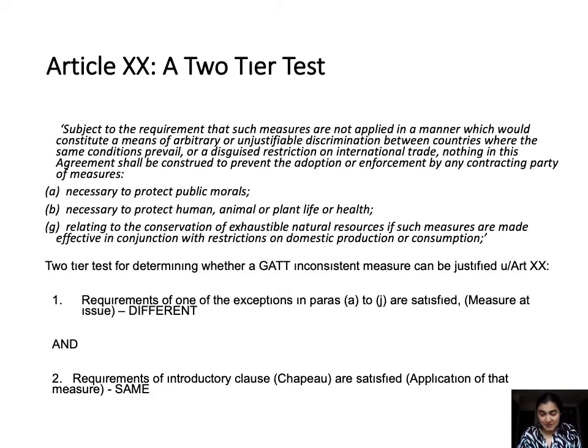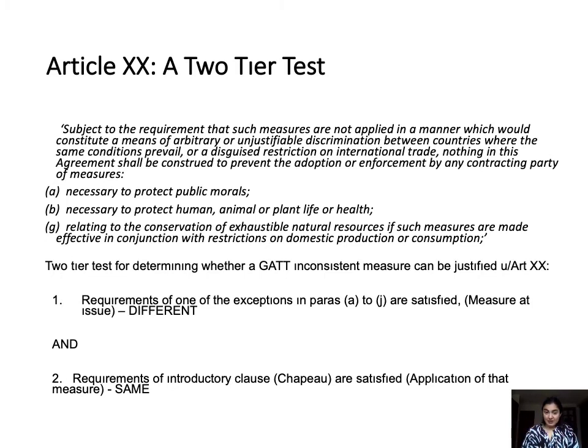We will look at the requirements of the chapeau after we have seen the requirements of Article 20A, B, and G. Okay? Why are we only looking at Article 20, A, B, and G and not the other subclauses? Because they have not been relevant, they have not formed part of any WTO jurisprudence. These three subparagraphs have been most important and have formed part of some of the leading cases and WTO jurisprudence that you find today. And therefore, it is important to understand these three in specific.